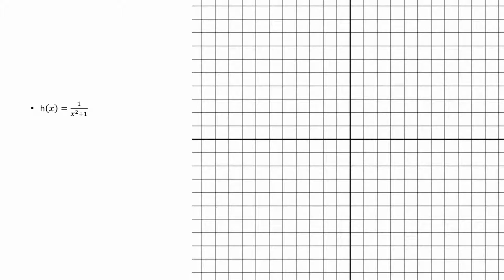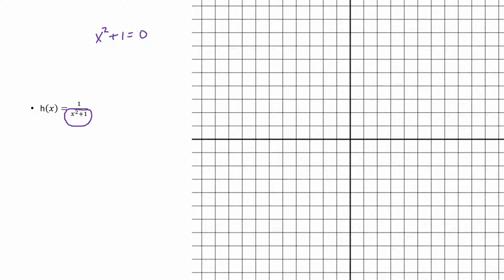How would you graph the following function? Well, notice that one of the first things that we would do is look at the denominator and ask ourselves, is it possible for the denominator to be zero? And what number would make it equal to zero? So think about it for a second. If we ask if x squared plus 1 could equal zero, is that possible?